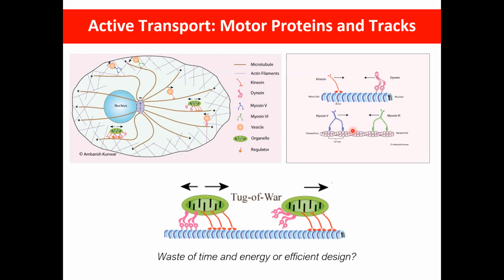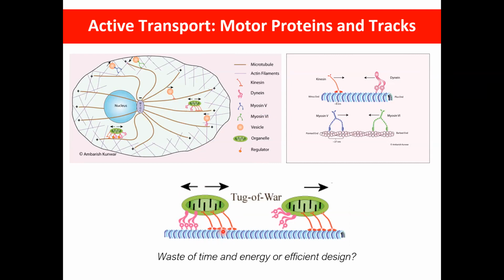All right. Now, if you look at any one of the physiological cargoes, what you find is that these physiological cargoes can have different types of motors on them. For example, if you look at this cargo which is moving along the microtubule, it can have kinesin as well as dynein motors, and they move in opposite directions.